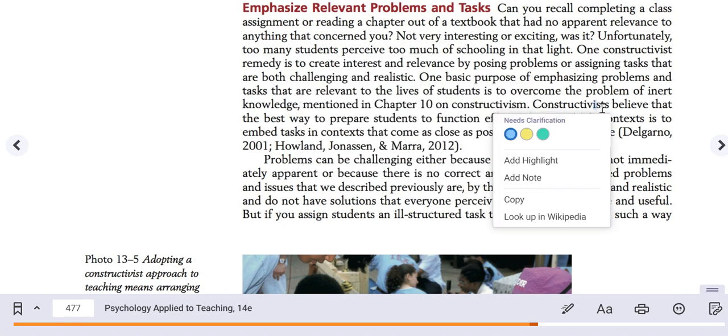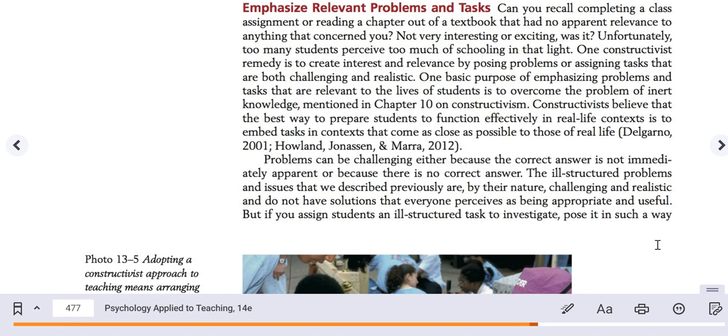Can you recall completing a task, a class assignment, or reading a chapter out of a textbook that had no apparent relevance to anything that concerned you? Not very interesting or exciting, was it? Unfortunately, too many students perceive too much of schooling in that light. One constructivist remedy is to create interest and relevance by posing problems or assigning tasks that are both challenging and realistic.